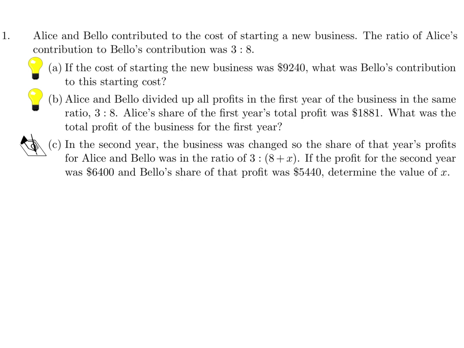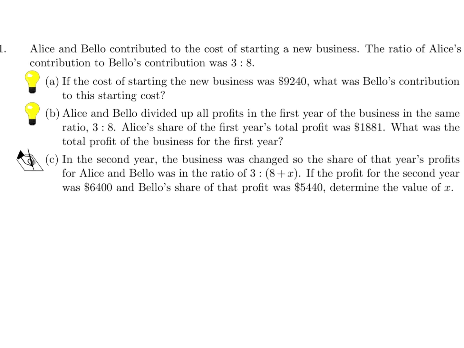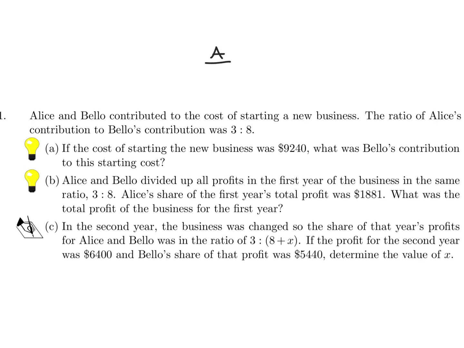Alice and Bello contributed to the cost of starting a new business. The ratio of Alice's contribution to Bello's contribution was 3 to 8. If the cost of starting the new business was 9,240, what was Bello's contribution to this starting cost? So we have A over B, Alice and Bello, is 3 over 8.